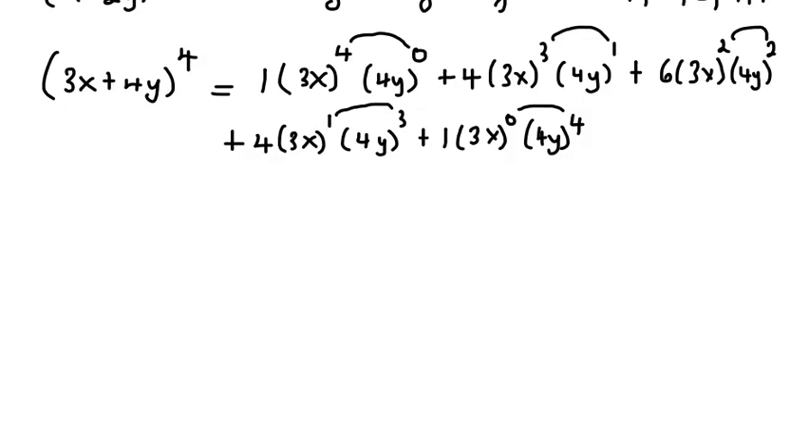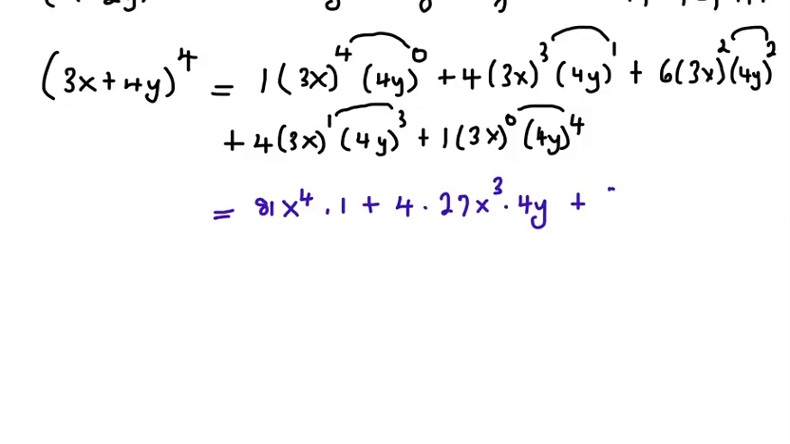Now let us proceed. So here this will be equal to 3x to the power of 4. 3 to the power of 4 will give us 81. Then we have x to the power of 4. Multiply by 4y to the power of 0 is 1. Then we have plus 4 multiply by 3x to the power of 3. 3 to the power of 3 will give us 27, so then x to the power of 3. Multiply by 4y to the power of 1 will give us 4y.